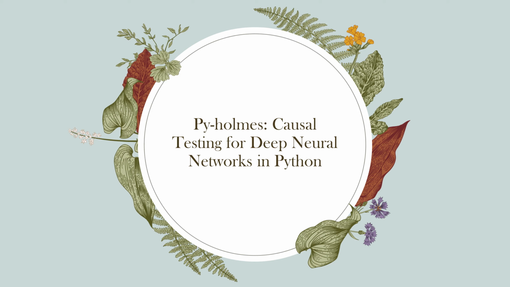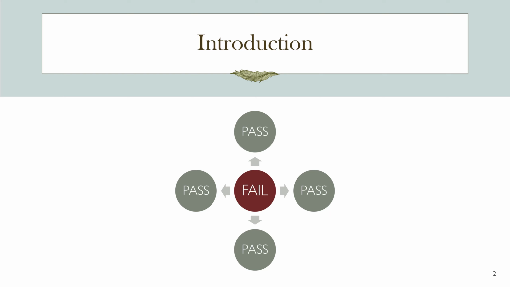This video presents PyHolmes, a prototype tool that helps Python developers find the root causes of failing tests in both traditional shallow software and deep neural networks. Given a failing unit test, PyHolmes presents to the developer a set of slight alterations to their original failing input, which would change the test result from a failure to a pass.